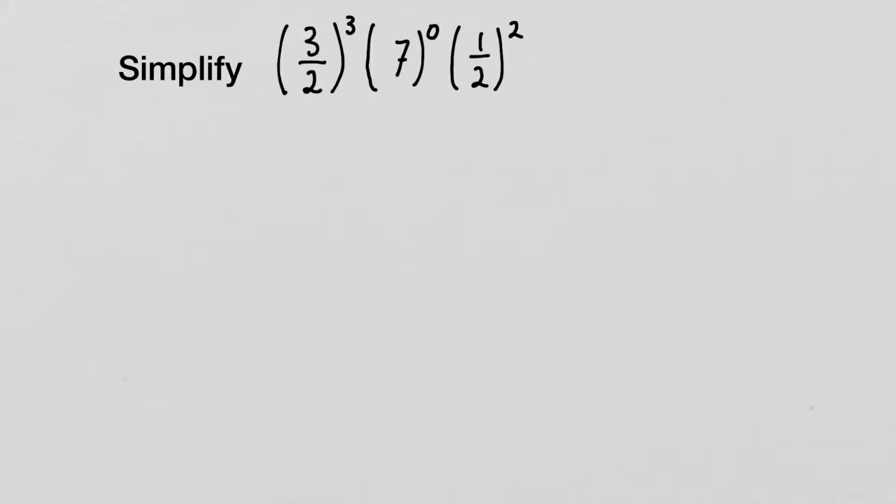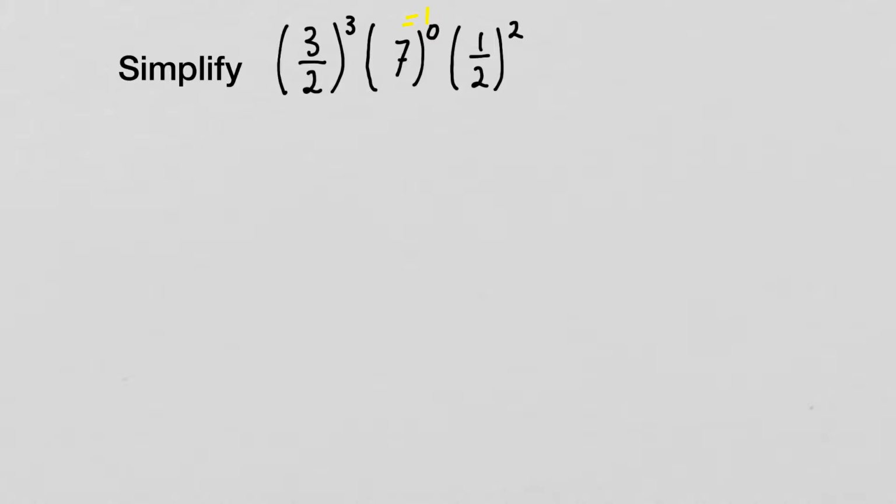This question is asking us to take this ugly equation and simplify it into something more beautiful. Now, hopefully the first thing that caught your eye was the 7 to the power of 0. And I hope you remembered the zero exponent law that says that anything to the power of 0 is equal to 1. That is going to make things a lot easier for us, because this entire term right here is just going to become 1 and disappear.